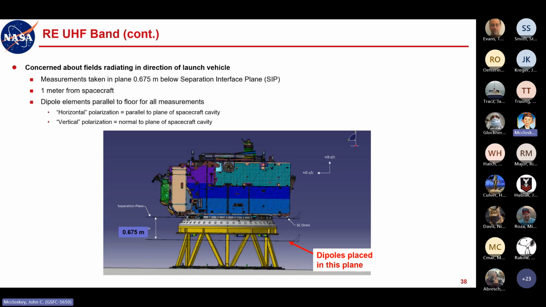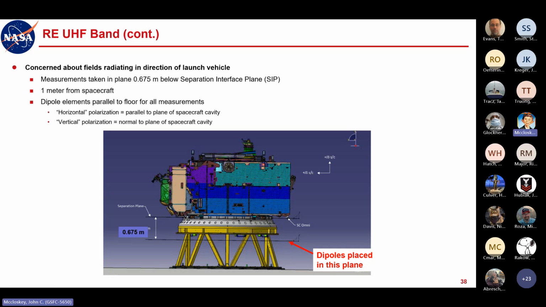Anyway, so we're concerned about radiated fields, or fields radiating in the direction of the launch vehicle. So that's 0.675 meters below the separation plane. And in the test configuration, that's where the spacecraft mounts to the test fixture here. I believe they called this the elephant stand.